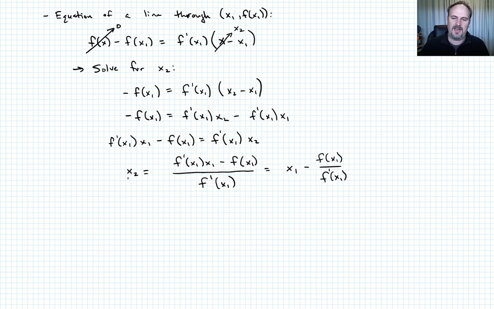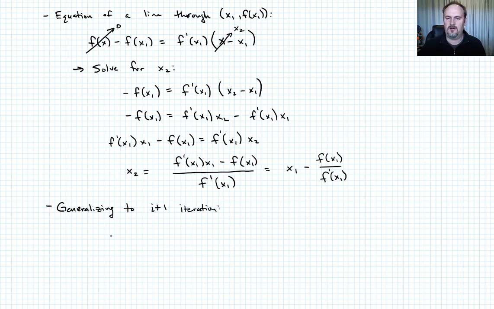So that's how I would get x2. But I can extend that now and make it an iterative scheme, right? So if I want to do that, let me generalize now, to the I plus 1 iteration.